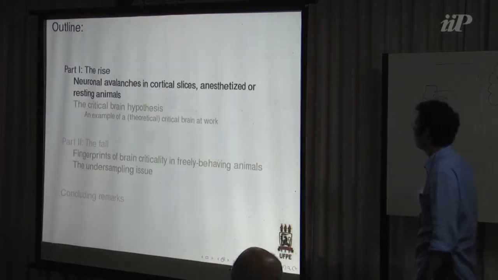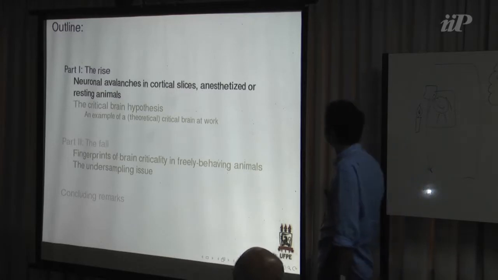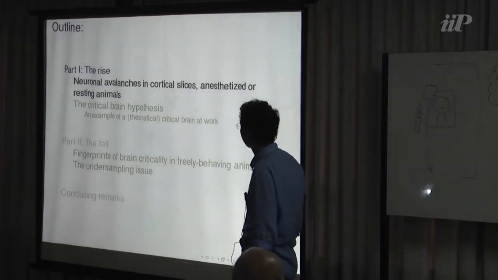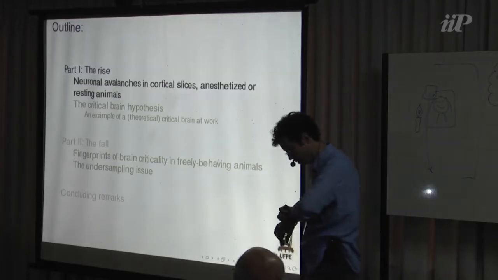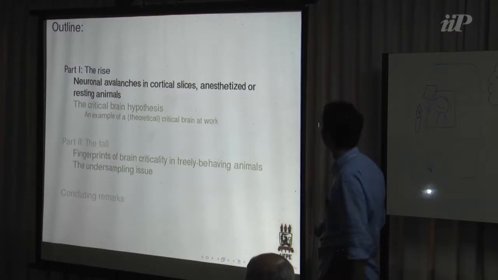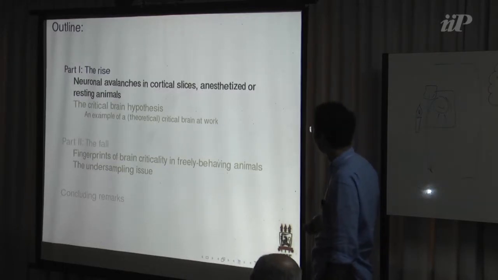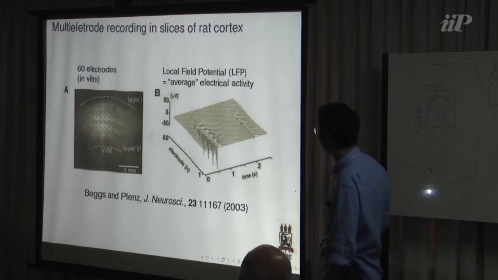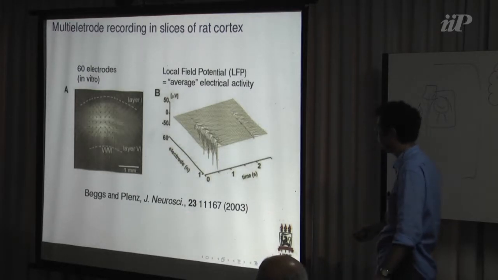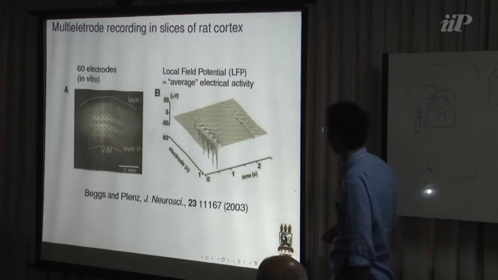So, neuronal avalanches in cortical slices, anesthetized or resting animals. John has told you most of those things. I'll just revisit them and talk a little about them. So it all started with their paper in 2003, Journal of Neuroscience.